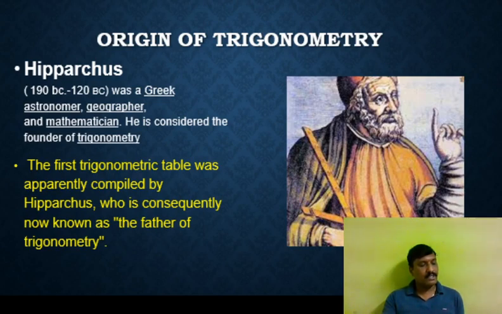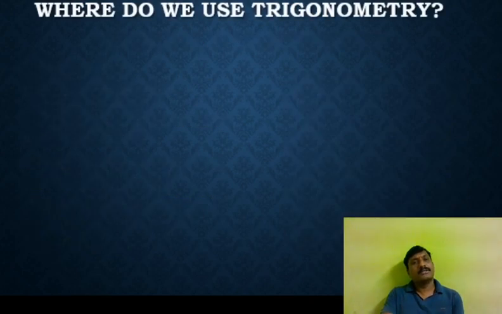When the Arabic version was translated into Latin, the word sinus, also used as sine, became common in mathematical texts throughout Europe. The English professor of astronomy Edmund Gunter first used the abbreviated notation of sine. Like this, we can see the Greek mathematicians.